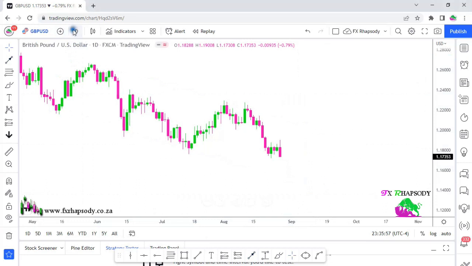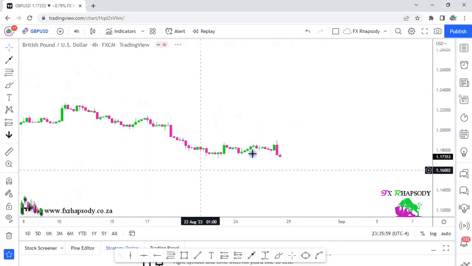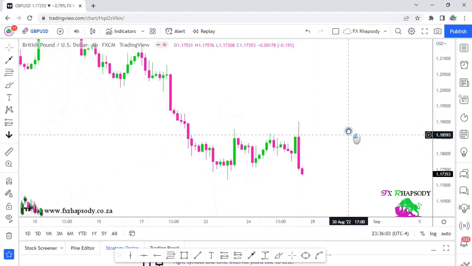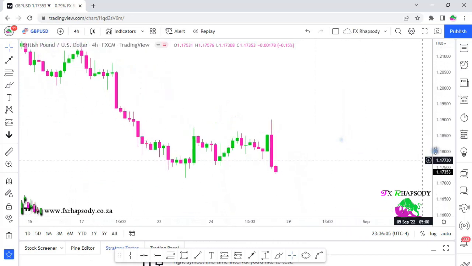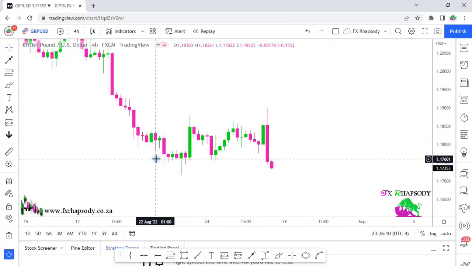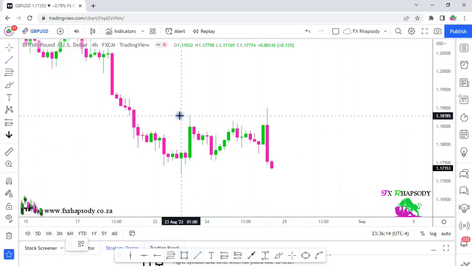4 hour time frame, let's just drill down here, because we saw a little bit of consolidation towards the end here, and also being close to the end of the month, we will see price just consolidating a little bit. We do have some pretty good news coming out next week. So yes, we'll definitely be looking at what's going to happen here.